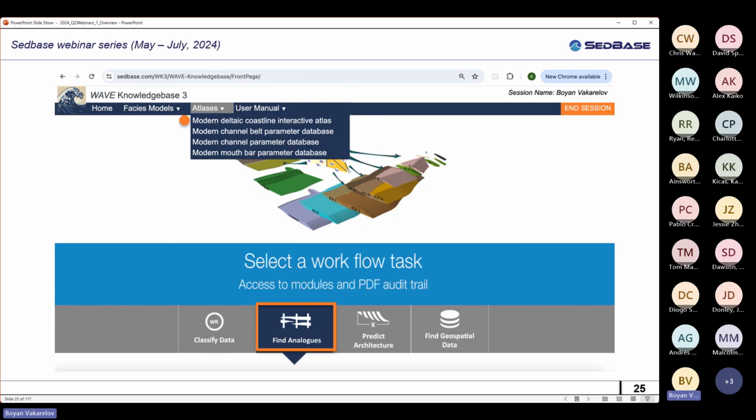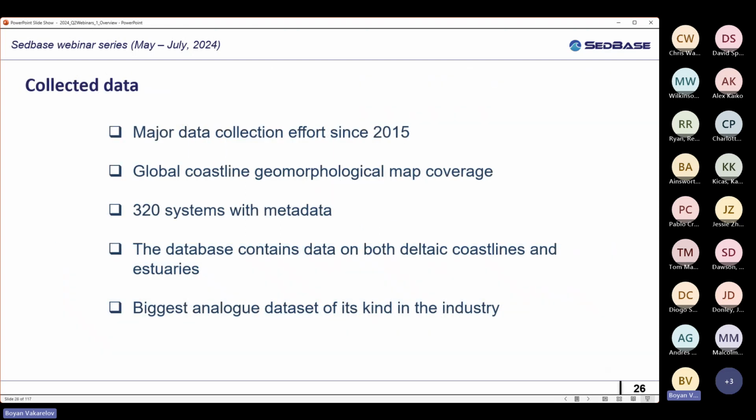The most useful parts of the data that we have deal with modern analogs. So we have this modern deltaic coastline interactive atlas, for example. You would get to see all of this in the demo at the end of today's presentation. Now, this is based on a major data collection effort since 2015.